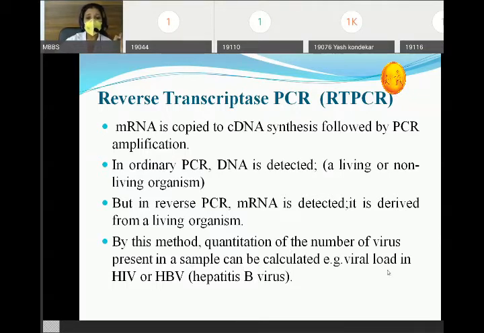The most important use of RT-PCR is to study the viral load in HIV infection and HBV infection, that is, hepatitis B virus infection and HIV infection. Again, it is also used for the diagnosis of tuberculosis. In tuberculosis, if only a single acid-fast bacillus is there, a very minor infection, it will not appear in the slide. It cannot be visualized with the acid-fast stain. So for such patients, you need to use this RT-PCR technique.